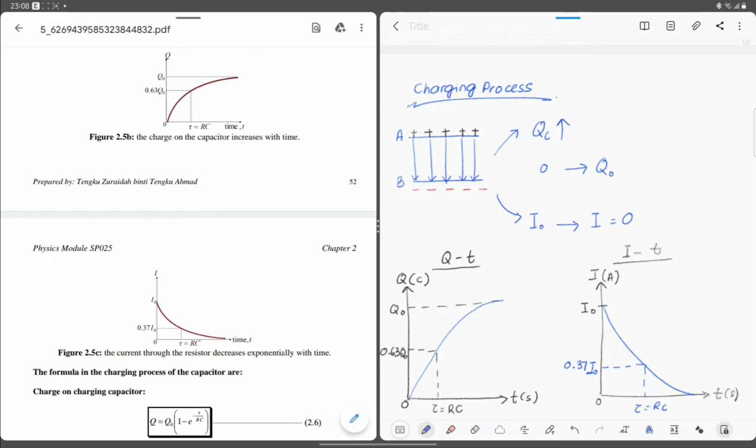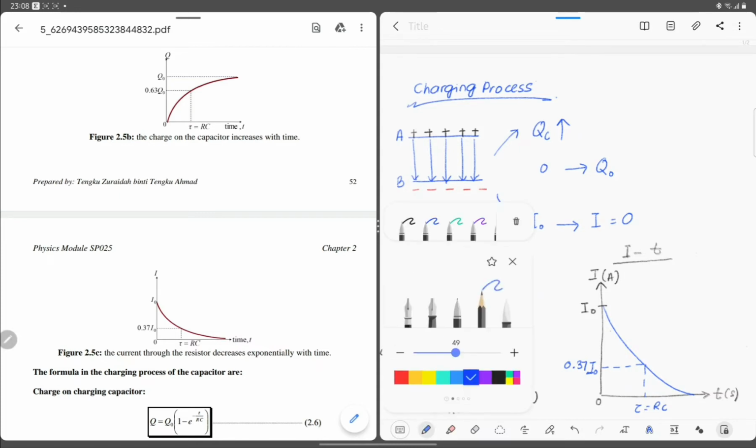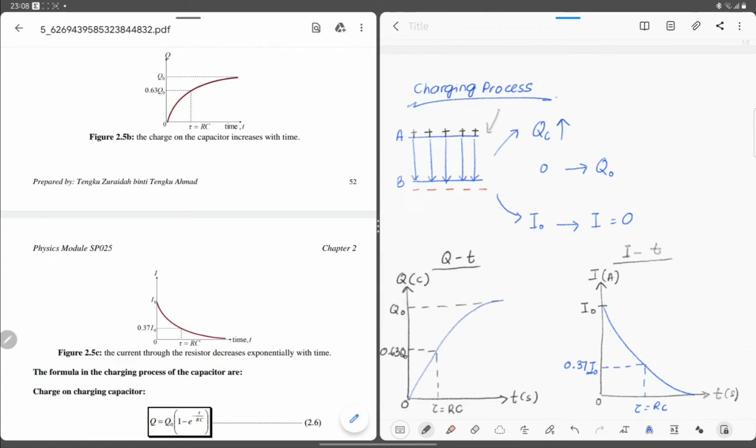Okay, di sini Madam ada melukis kepada anda gambaran plate capacitor. Okay, ini gambaran plate capacitor setelah charging process berlaku. So, one plate become all positive, another plate become all negative. So, during charging process, we know that Q across capacitor starts to increase. Initially, Q is 0 and it starts to increase until it reach Q0.